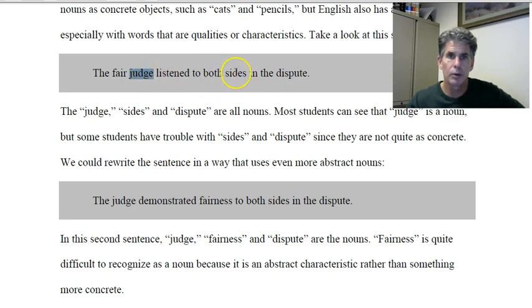Judge is one of the nouns. Sides is a noun. Dispute is a noun. Okay. Judge is here a noun. Fairness is the more abstract noun. That's a characteristic. Sides is still a noun. And dispute is a noun. Okay. So some of these words can be a little more abstract, a little bit difficult to follow.